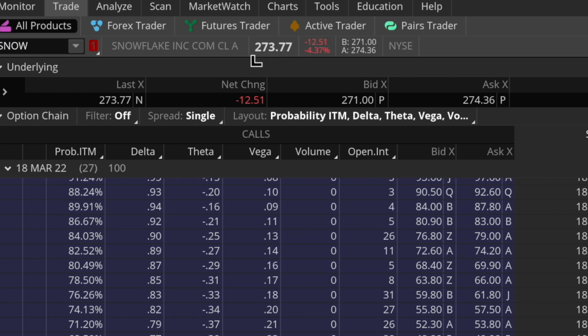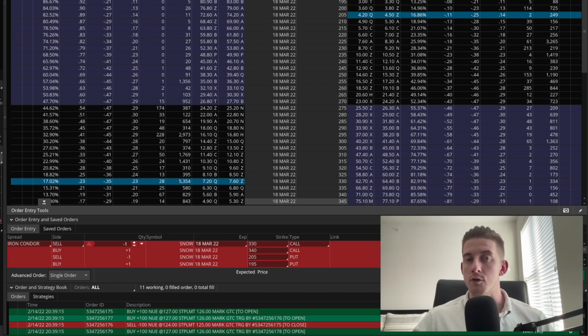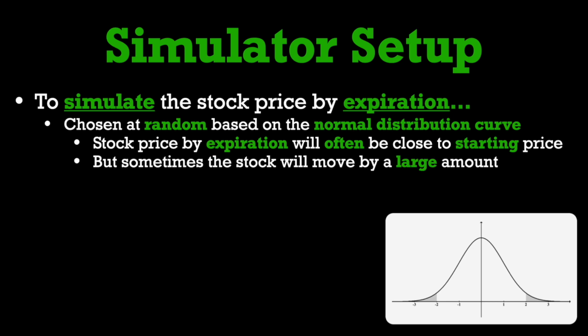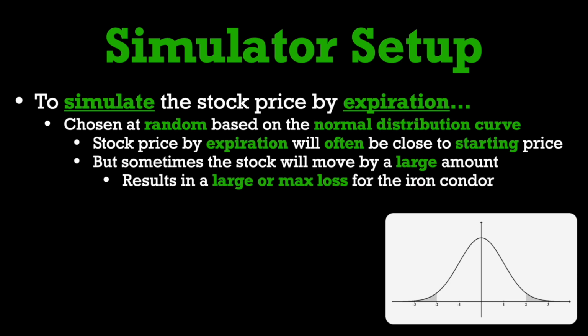Again, it's going to be somewhere in the ballpark of the starting stock price when you first put on the position. But of course, also in more rare situations, the stock can definitely move by a huge amount by the expiration date. And using the bell curve to simulate where the stock price is going to be by the expiration date allows me to accommodate that kind of rare circumstance. So basically, every now and then while my simulator is making these trades, sometimes the stock is going to move by a huge amount. And that's going to mean a max loss situation on the Iron Condor.